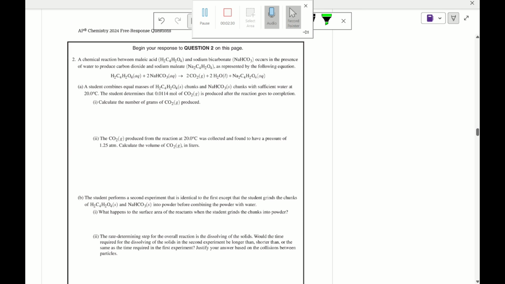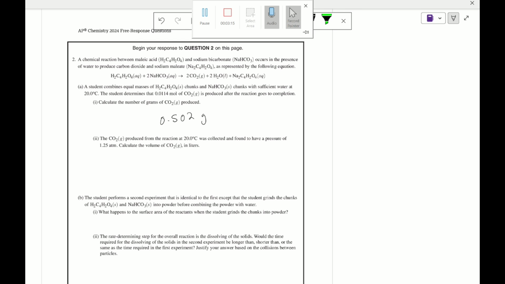The second FRQ is asking that 0.0114 moles of CO2 was produced after the reaction goes to completion. Calculate the number of grams of CO2 produced. So to find grams, you take the amount of moles times the molar mass. Carbon is 12 plus 32 for the two oxygens, so 0.0114 times 44 gives us 0.502 grams produced.